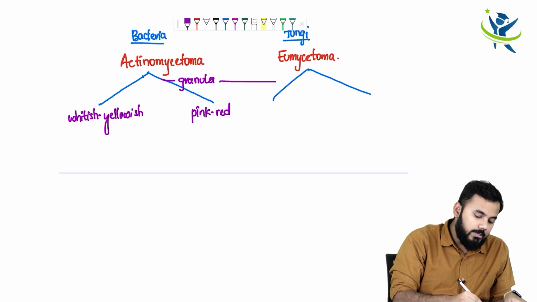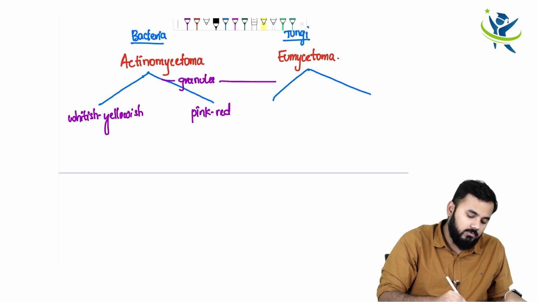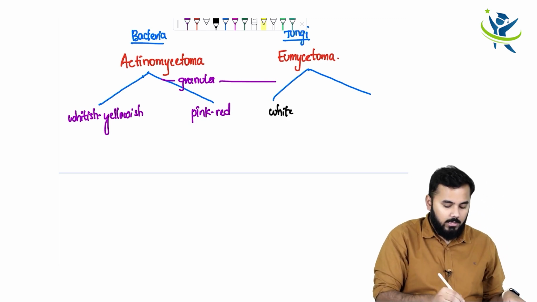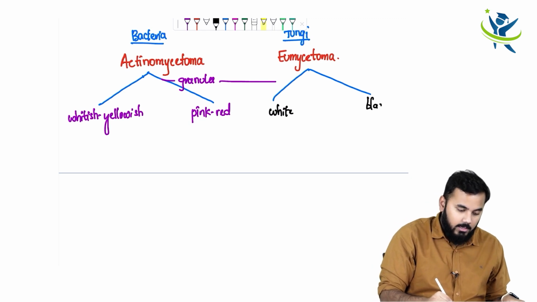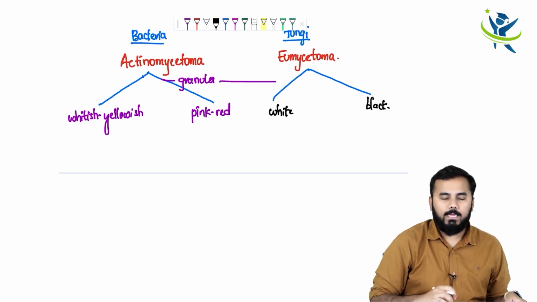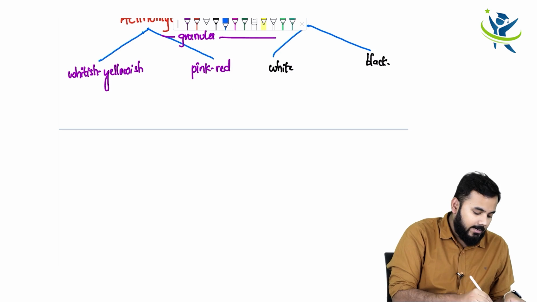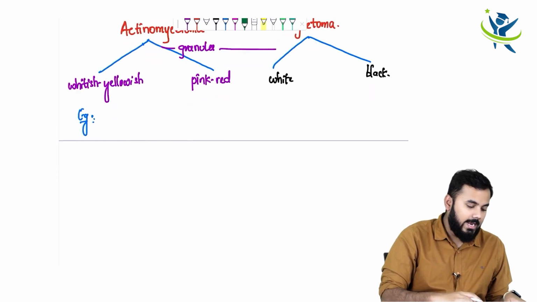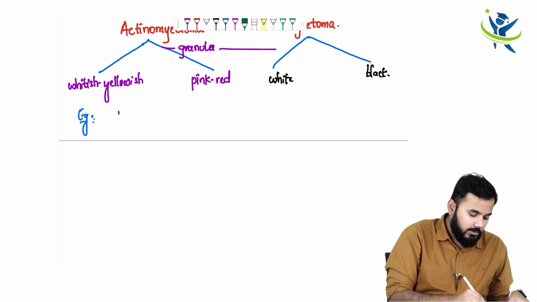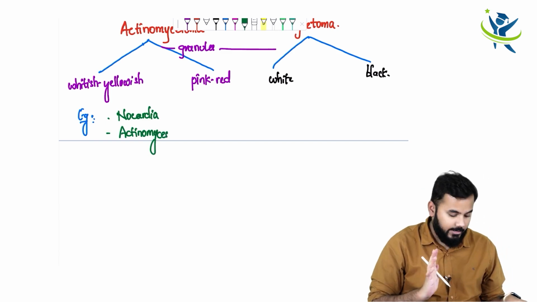Now when it comes to Eumycetoma, there are only two types of granules formed. One is called white, and another one is called black granules. So what are the bacteria that cause Actinomycetoma? There are two bacteria. One is Nocardia, and the other one is Actinomyces. Nocardia as well as Actinomyces.